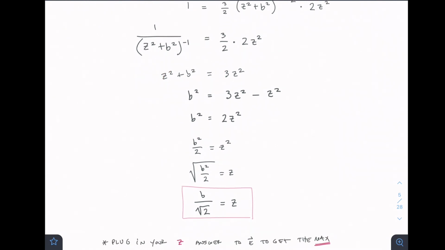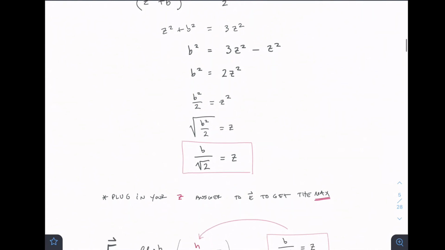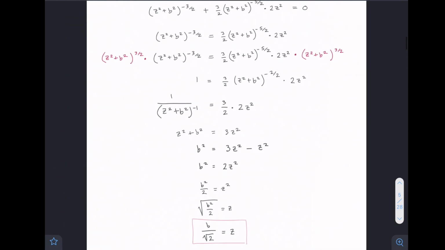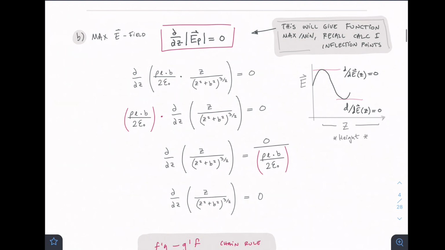So we have z squared here, 3z squared, so 3z squared minus z squared, so we have b squared is equal to 2z squared. Simplifying a little more, the square root of b squared over 2 is going to be equal to b over the square root of 2. Just to recap, in between all of our algebra here, what we did was we set the derivative with respect to z of our E field equal to 0.